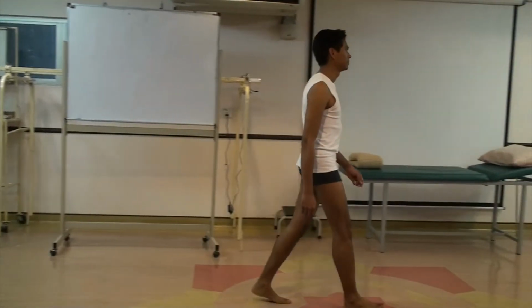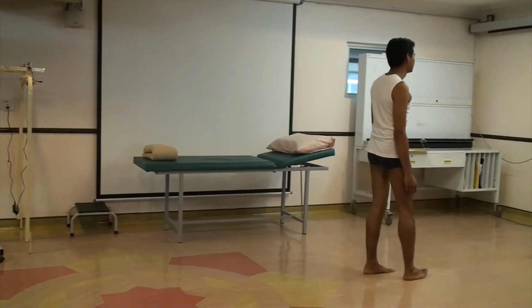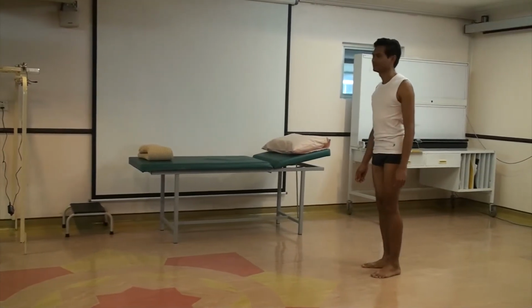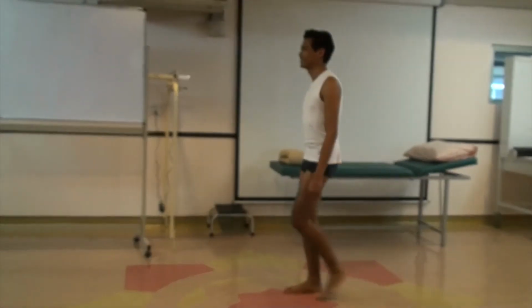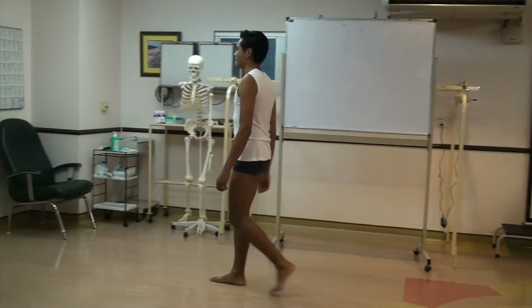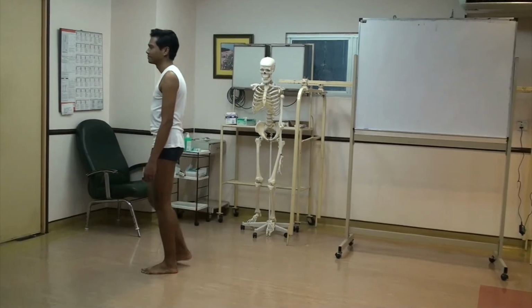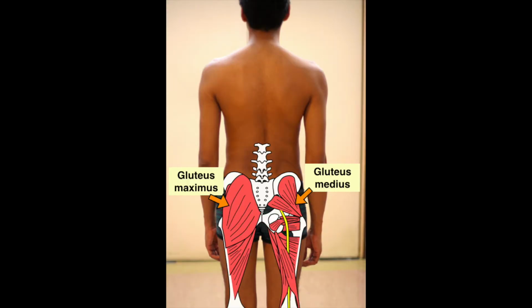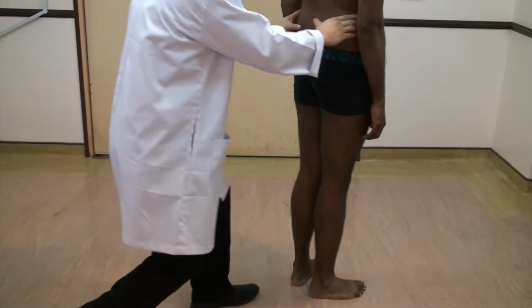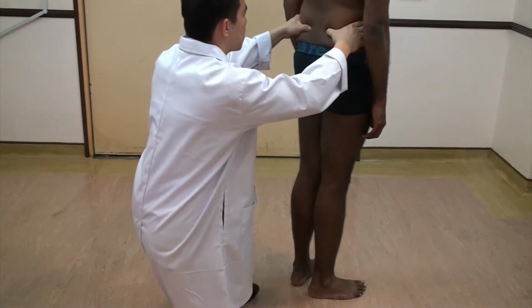Inspect the patient as they walk across the room, turn, and walk back. Before you ask the patient to lie on the examination couch, take this opportunity to perform the Trendelenburg test. A positive Trendelenburg sign is found in patients with weak or paralyzed abductor muscles of the hip, namely the gluteus medius and gluteus minimus. There are many variations to performing the Trendelenburg test.